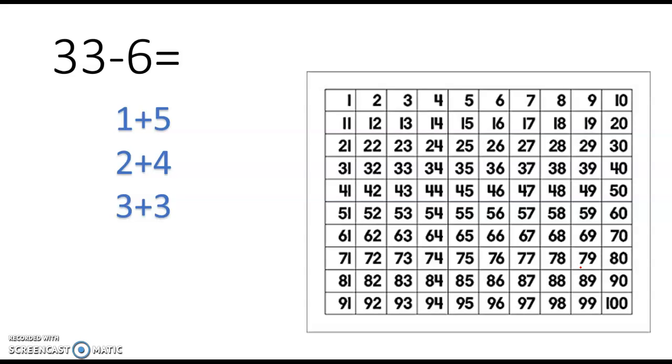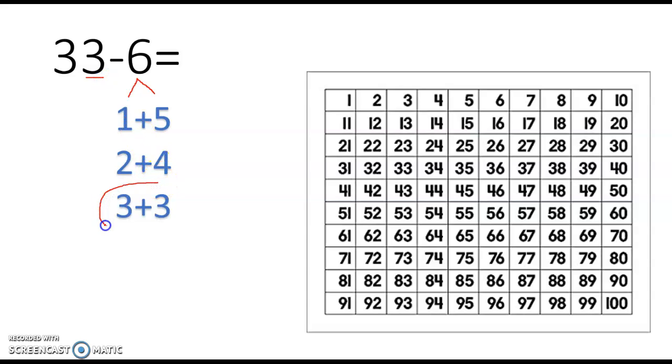So let's say I have the problem 33 minus 6. Now we just talked about how we could break 6 up into 1 plus 5, 2 plus 4, 3 plus 3, different ways. Looking at the number 33, if I'm taking away 6, it's kind of hard to do it in my head. But I know that if I take smaller numbers away, it's a little bit easier. I'm looking at these ways that I can break 6 up, and I notice that if I take 3 away from 33, I can make a 10.